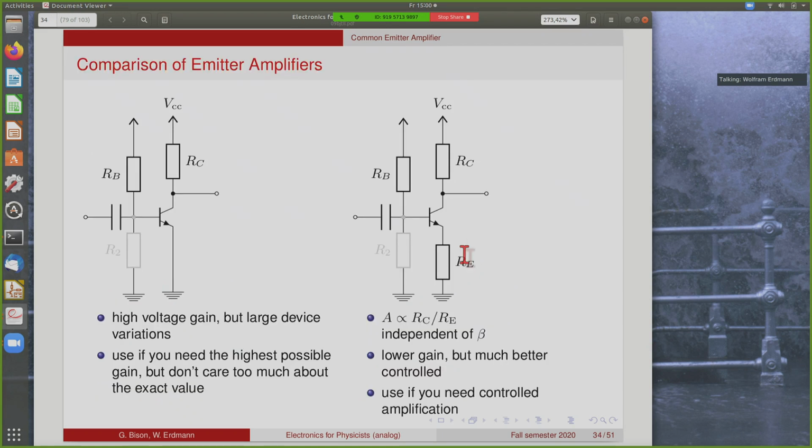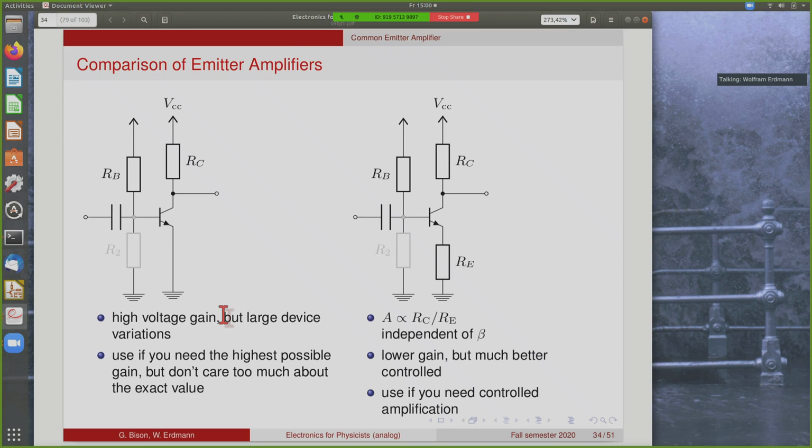Okay, so let's compare again the two types of emitter amplifiers. The left one does not have this emitter degeneration resistor, and this one gives you the highest possible voltage gain, but you pay the price that you have large device variations. So what your voltage gain actually is is scattered a lot from transistor to transistor, and also depends on temperature. So this type of circuit you would use when you need the highest possible gain, but don't really care too much about what the exact value of that gain is.